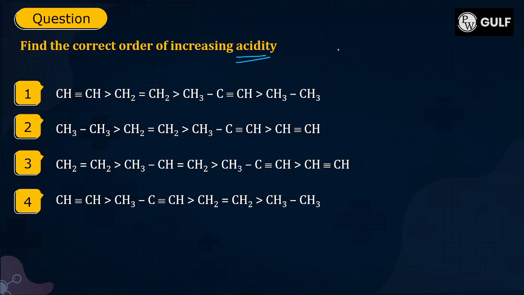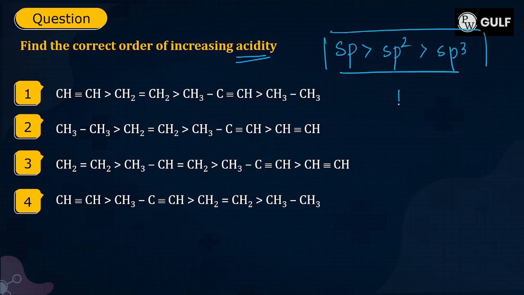Two things. Firstly, you need to look out for whether the carbon is sp hybridized, sp2 hybridized, or sp3. In that case, sp is more than sp2, which is more than sp3. We have already learned that the more the percentage of s character, the more acidic the nature. That is the first thing.